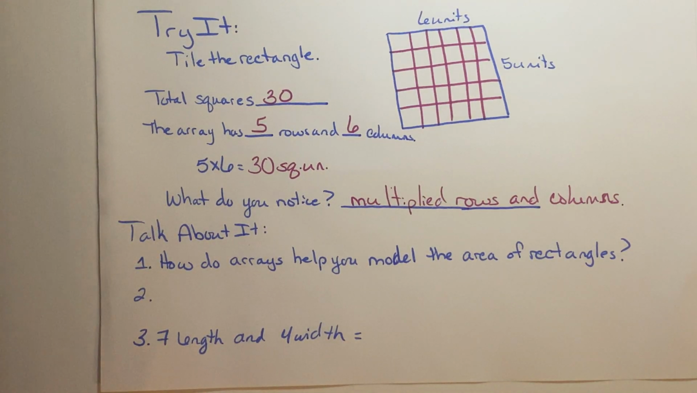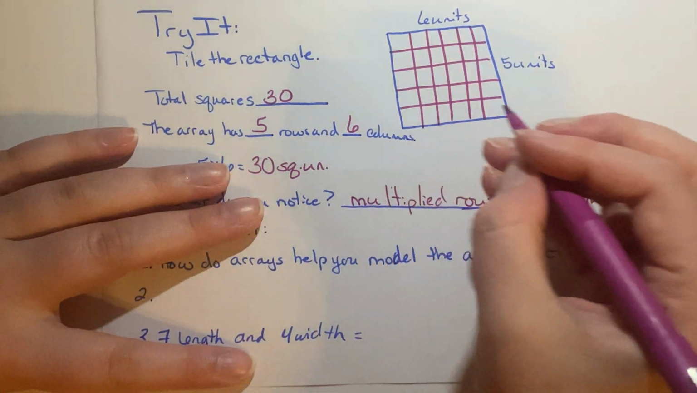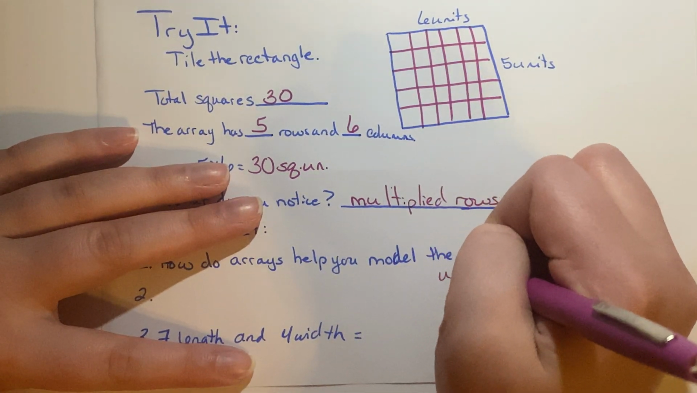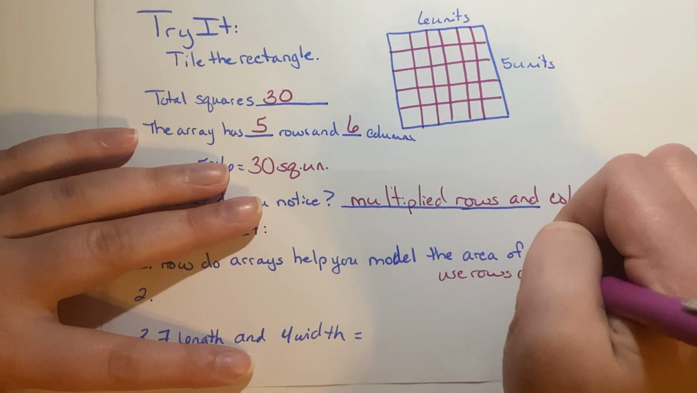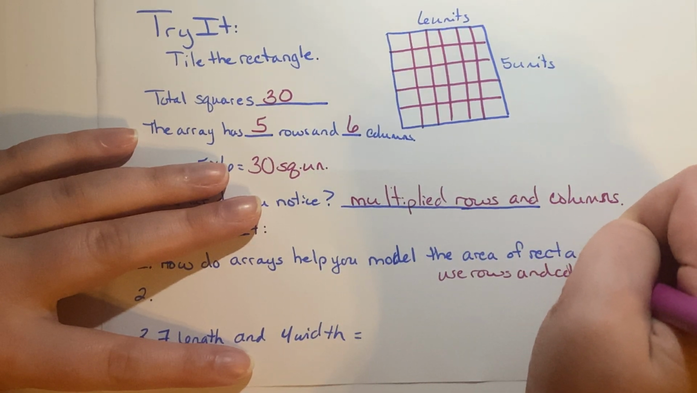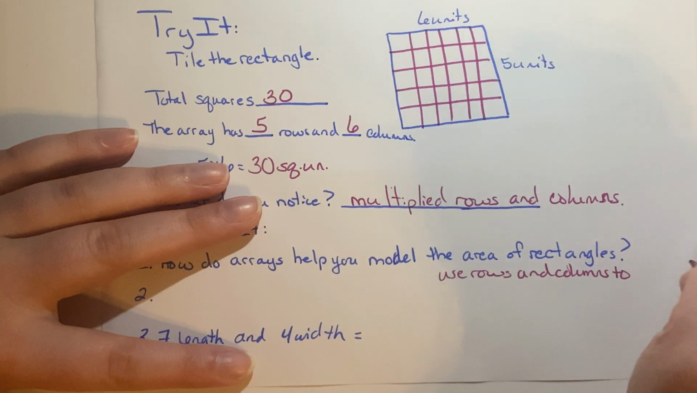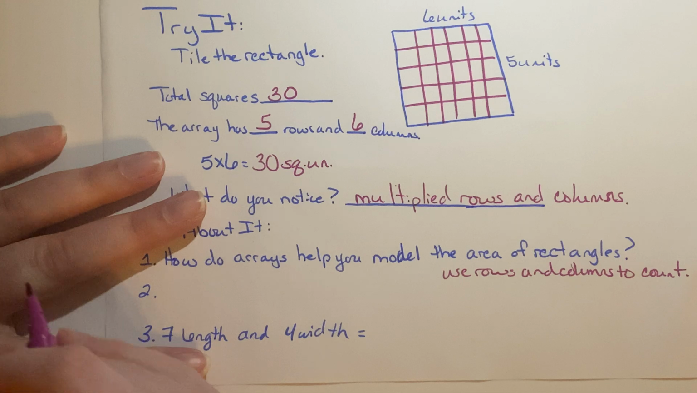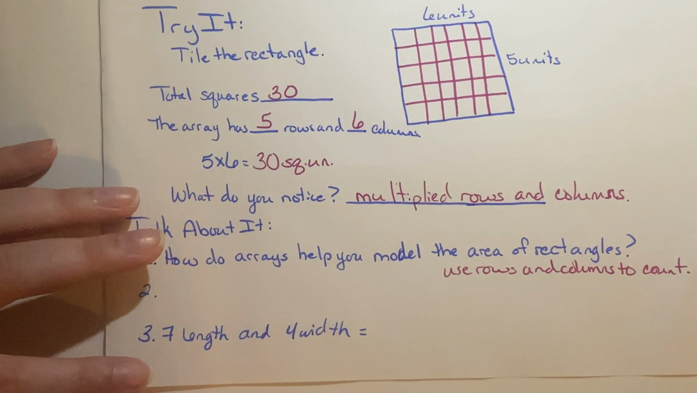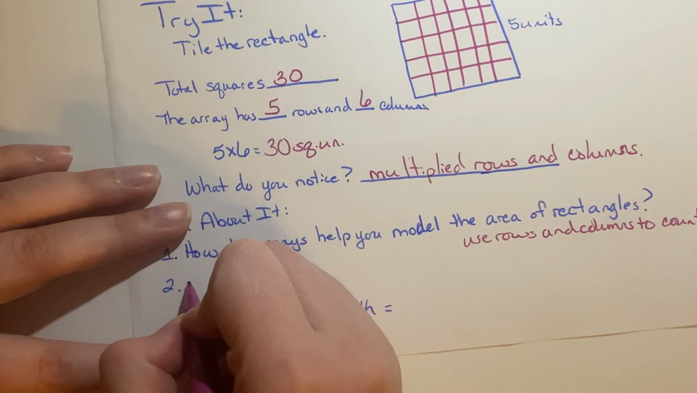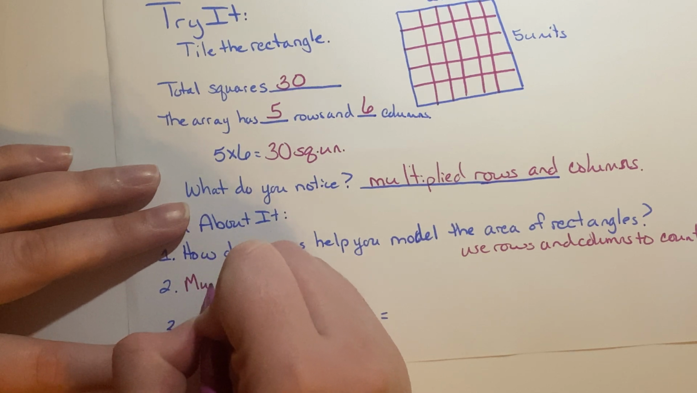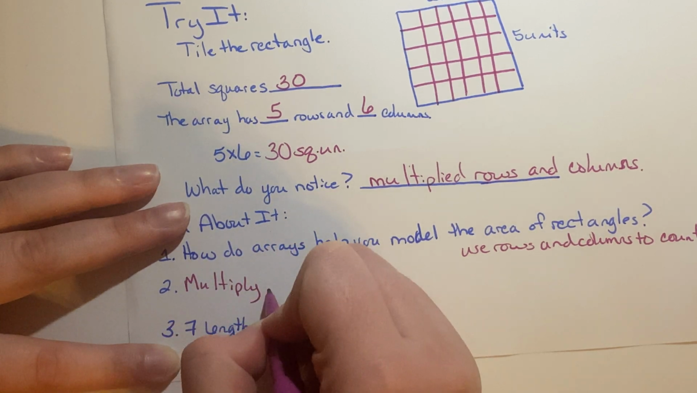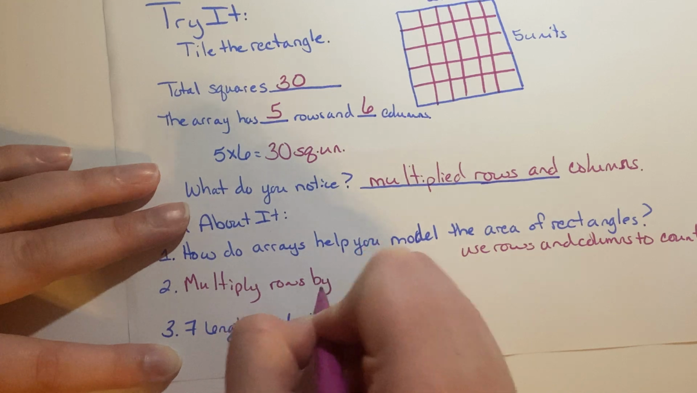So let's talk about it. How do arrays help you model the area of rectangles? Well, you use the rows and columns, right? Use rows and columns and multiply, to count. And then the second question was, what is something that you notice? And that was, what's another way? And that's multiply rows by columns.